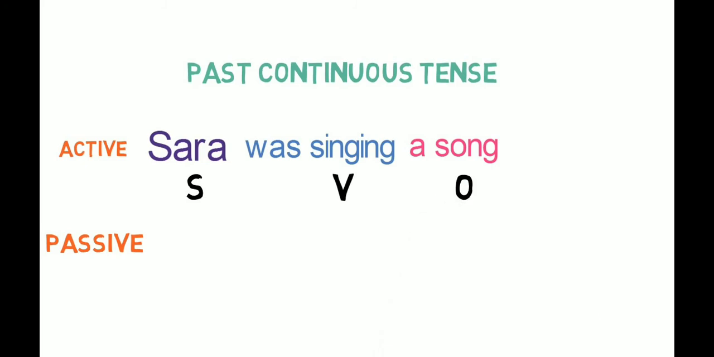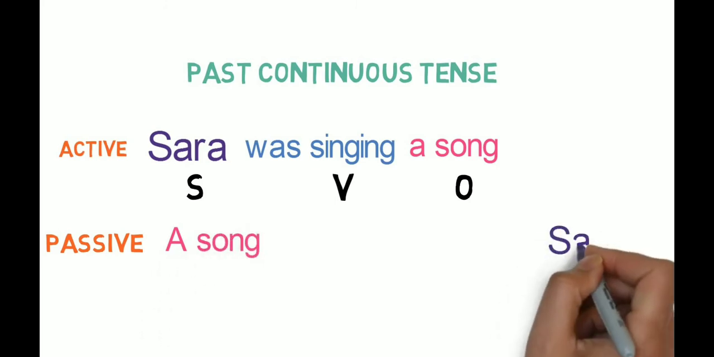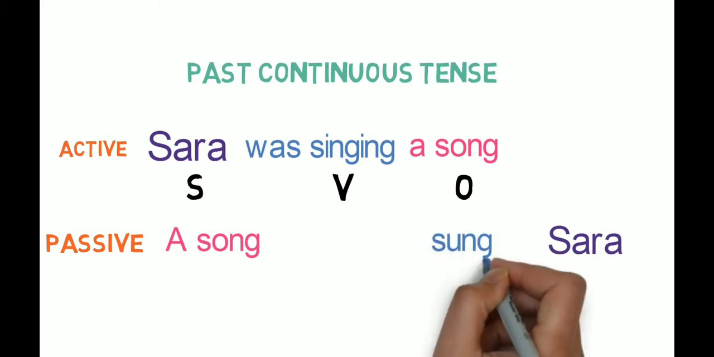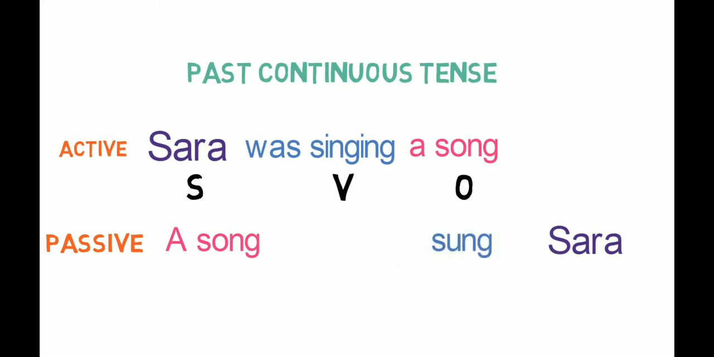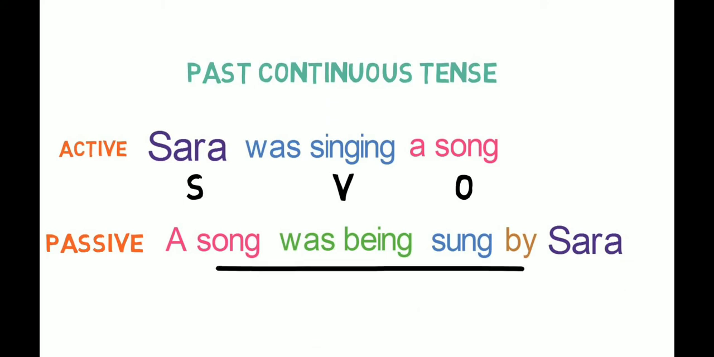Now let's swap the position of subject and object. So here it will be a song and at this position it will be Sarah. Converting the main verb to third form, it will be sung. Next, adding a suitable helping verb of to be, it will be was being. Lastly, we added a by to make the sentence complete. So the whole sentence is, a song was being sung by Sarah.